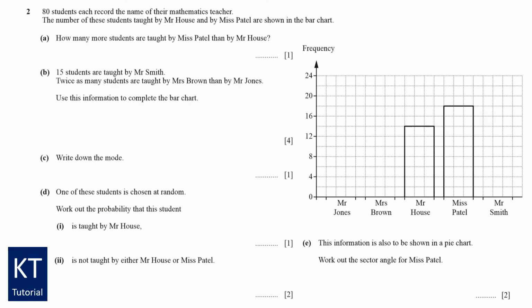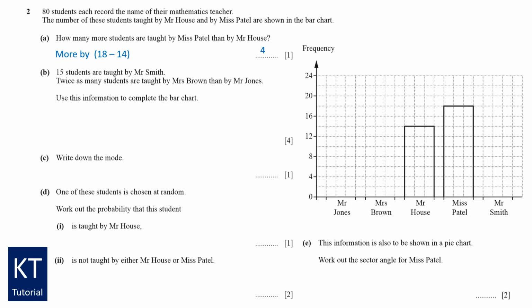Question 2. 80 students each record the name of their mathematics teacher. The number of these students taught by Mr. House and Ms. Patel are shown in the bar chart. How many more students are taught by Ms. Patel than by Mr. House? From the bar chart, this would be the difference between 18 and 14.